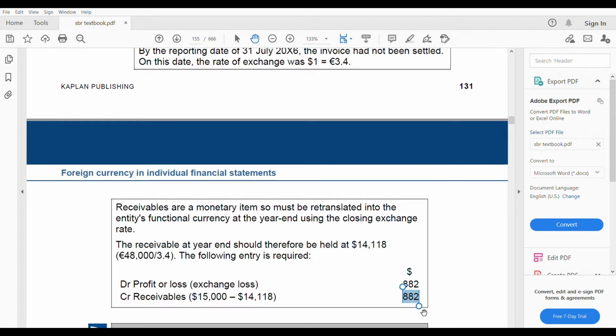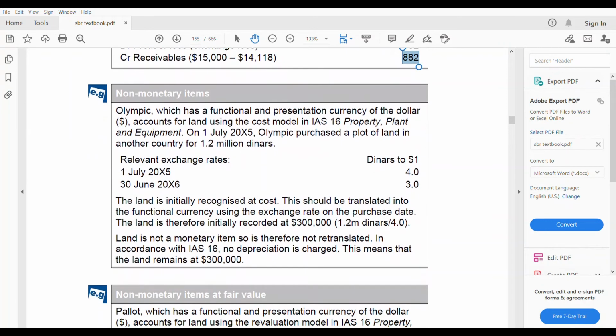That means your receivable went down. That's why receivable is credited. It's an exchange loss. You can see year end is 14,118. So it's an exchange loss. Okay. Now let us go to the non-monetary items.